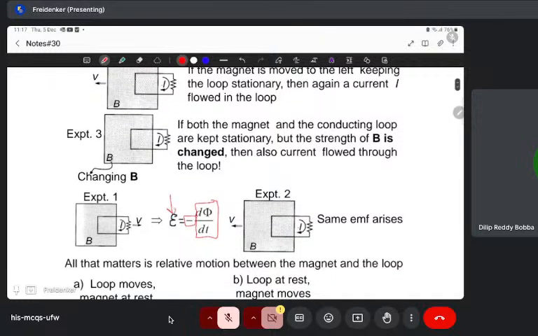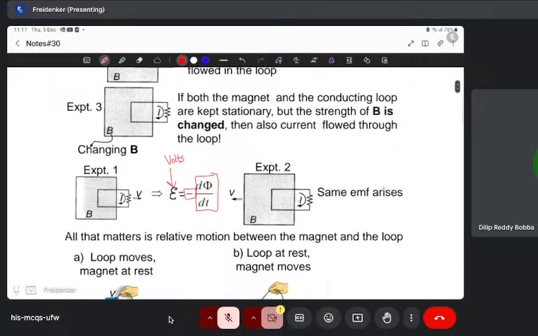This epsilon is called the electromotive force. If you do dimensional analysis, you will realize this has the unit of volts. So it has the same units as a potential difference. And you know, if you have potential difference, then you have current as well.